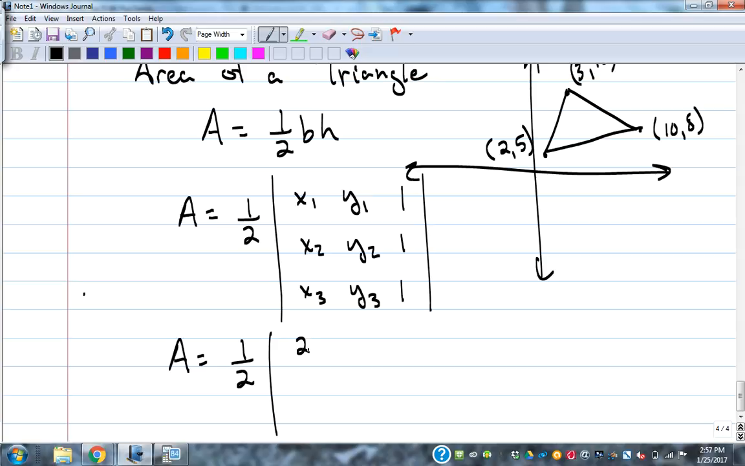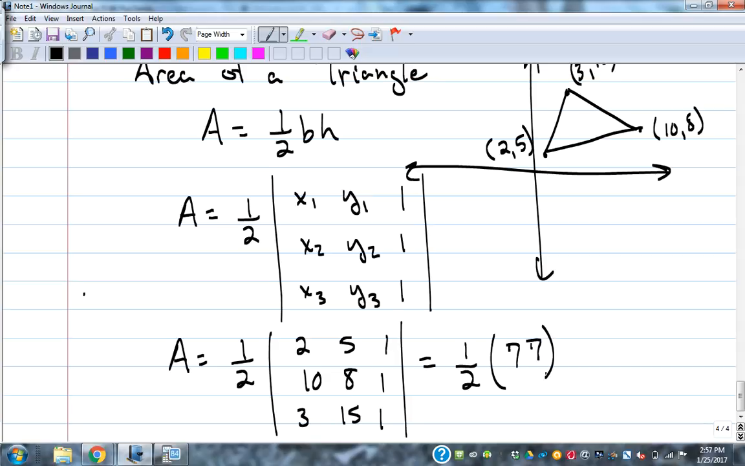Determinant, and I'm just going to put 2, 5, 10, 8, 3, 15, and then put the 1s there. And I'm going to find the determinant of that matrix. So type that in and find the determinant of that matrix. How much? Negative 77 is the determinant, or is that the answer to the whole problem? It's the determinant. So Trevor says the determinant is 77. Remember, it's area, so we're going to change it to positive, no matter what it turns out to be.